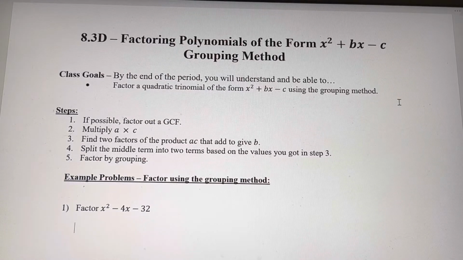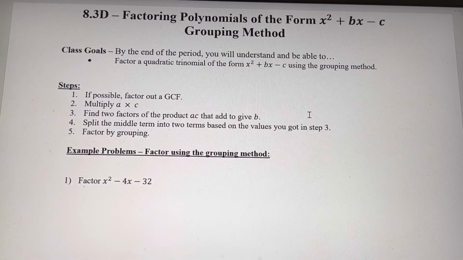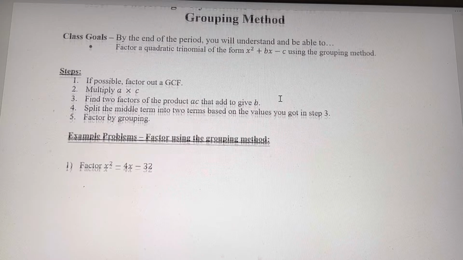All right, so in this video, we're going to factor polynomials, specifically quadratic trinomials of the form x squared plus bx minus c. Make sure we understand that c is going to be negative here. And we're going to do that using the grouping method. We just learned guess and check, and you can always use that. But if you need a process, the grouping method will always be there for you.